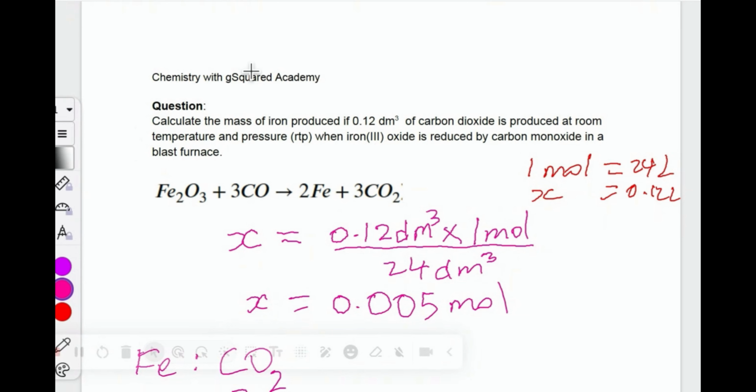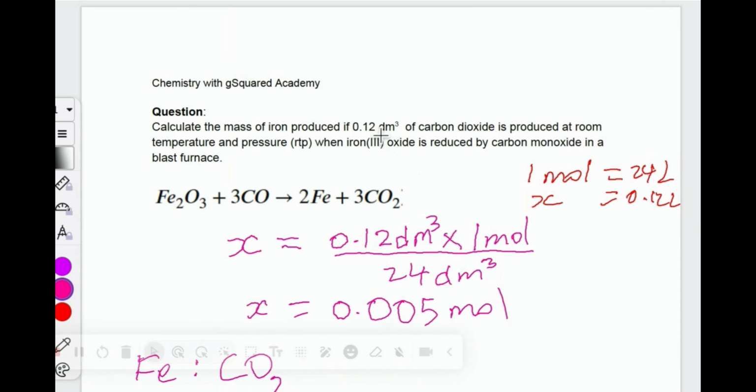What I'll be doing here is trying to answer for you some of the most difficult CSEC chemistry questions that are out there currently. So in this question, it says calculate the mass of iron produced if 0.12 dm cubes of carbon dioxide is produced at room temperature and pressure when iron oxide is reduced by carbon monoxide in the blast furnace. Here they have given us the equation for the reaction, so you can see that the equation is balanced, and that iron is being produced and iron 3 oxide is being reduced by carbon monoxide.